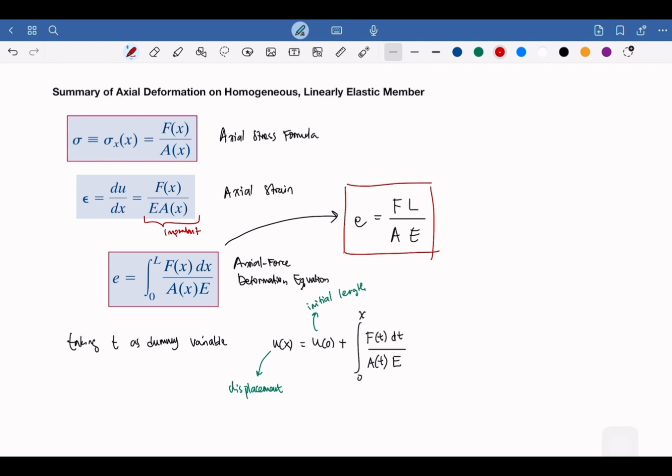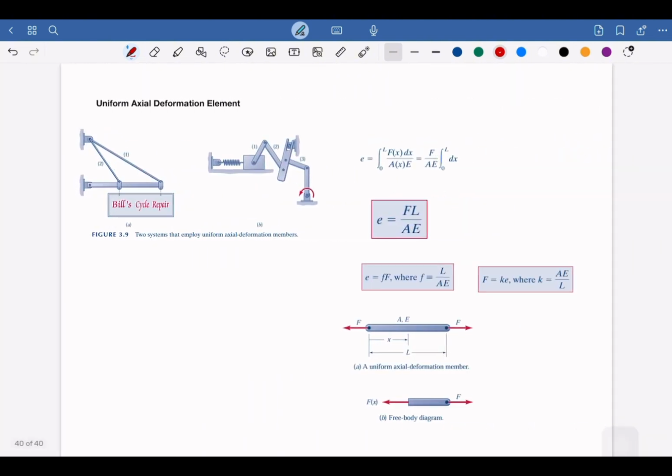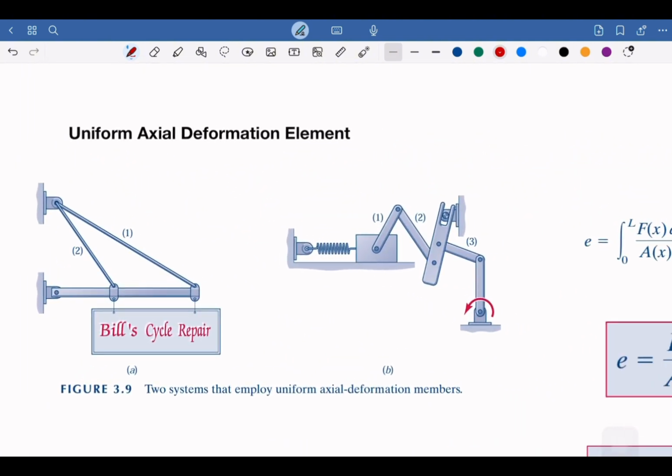The difference is, I think there will be some cases that we call statically determinate structures, and the other one is statically indeterminate structures, which we are going to see maybe in the next few weeks. But now we are going to focus on this one here. And let me just give some overview of what we have now. So first is what we call the uniform axial deformation element. Now we have the picture here.